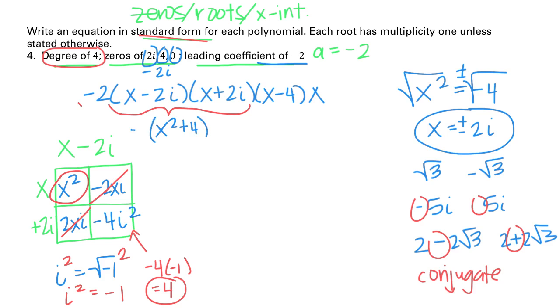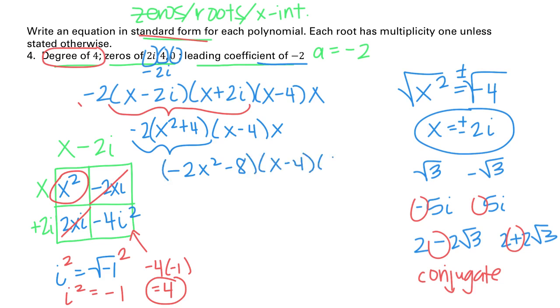There's still negative 2 in front, x minus 4 times an x. So now, again, I could multiply in any order that I want. I'm going to go ahead and do these first two, negative 2x squared minus 8, and there's still x minus 4 times x. And then I'm going to multiply these two together. I'm going to erase some stuff on the side so we can make room, because I want to do the area model again.